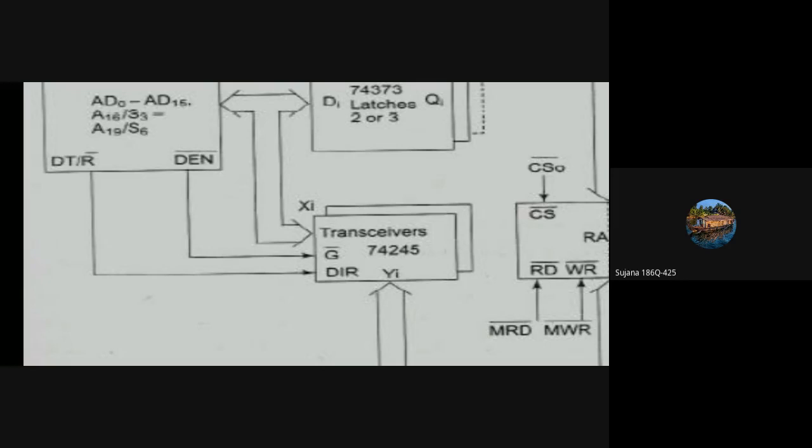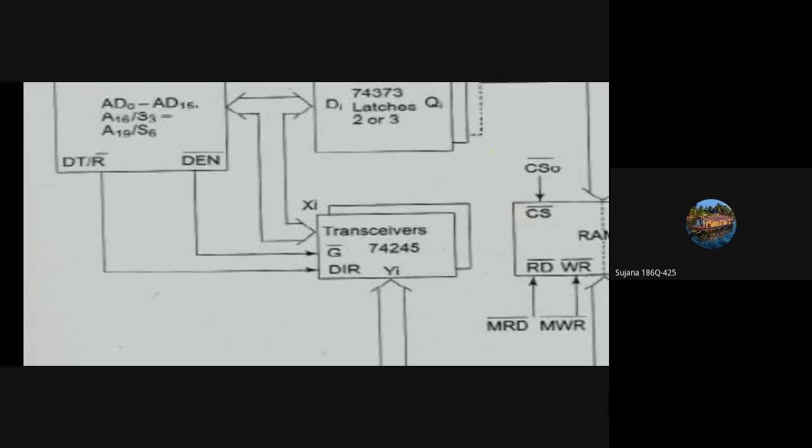So it is a bidirectional buffer. So these are all used. These transceivers are sometimes called data amplifiers. Whatever data it takes from the microprocessor, it will amplify the data also. So these also act as a data amplifier. These are also used to separate the data.